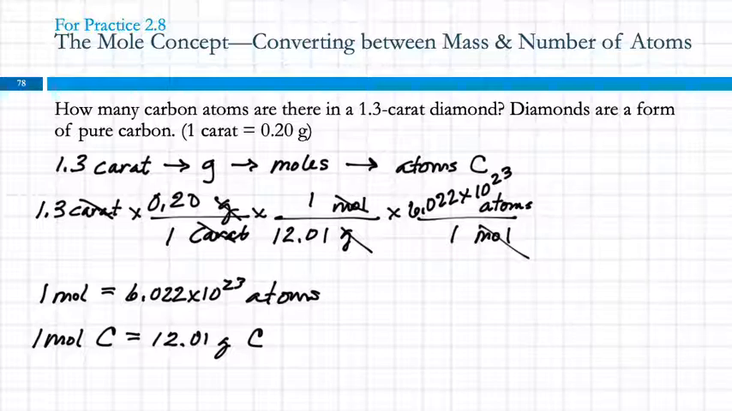So the map tells me where to go, I just have to follow the directions, and then the units tell me where to put the numbers, and now all I have to do is multiply and divide as I go across.